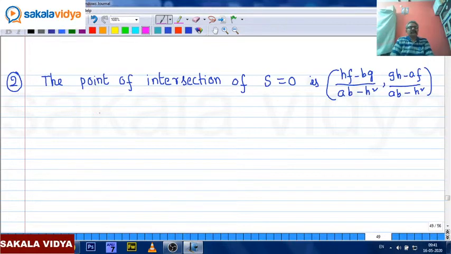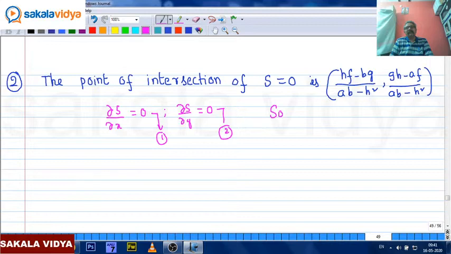So dou S by dou X equals to 0 or dou S by dou Y equals to 0. You get two equations, equation 1 and equation 2. Solving 1 and 2, we get the point of intersection.